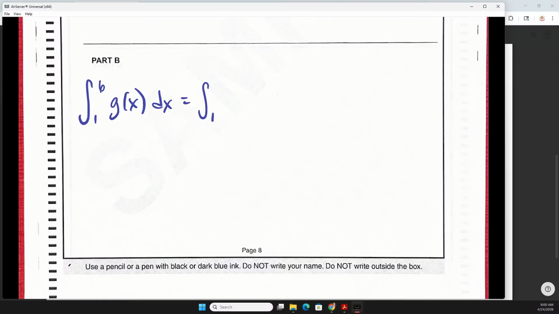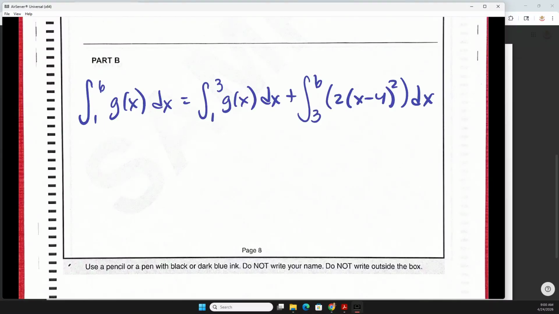We're going to go from 1 to 3, and that's just going to be easy geometry area. And then we're going to find the integral from 3 to 6. And then it tells us that g of x is equal to 2 times x minus 4 squared. Okay, so look at that for a second. Make sure that makes sense.